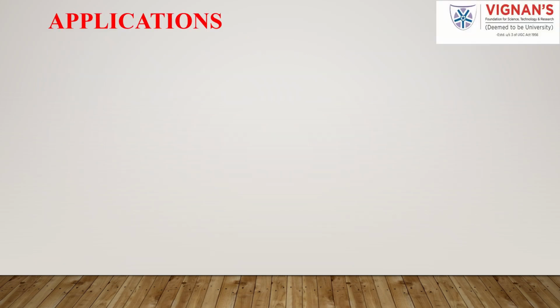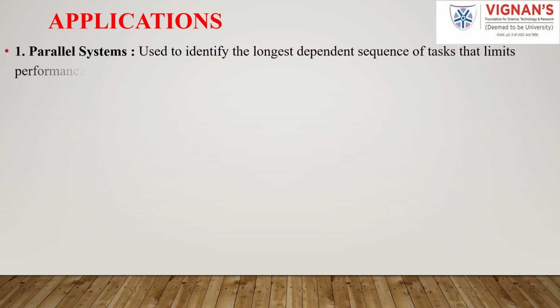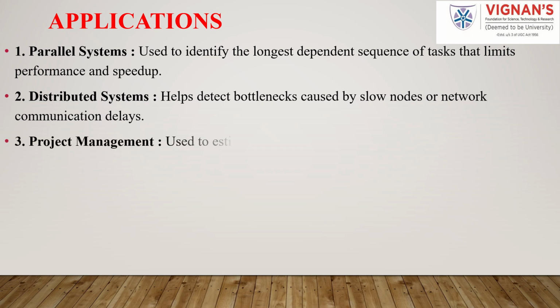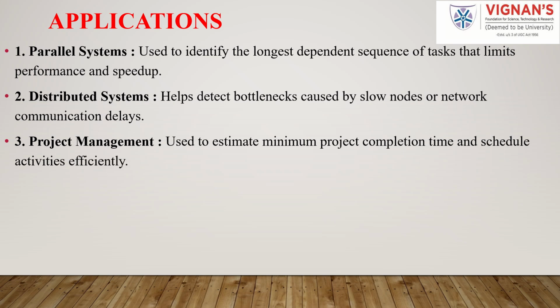The critical path concept is widely used across different computing and engineering domains. In parallel systems, it helps identify the longest dependent sequence of tasks that limits overall performance and achievable speedup. In distributed systems, it is used to detect bottlenecks caused by slow nodes or delays in network communication. In project management, critical path analysis helps estimate the minimum project completion time and supports efficient scheduling of activities.